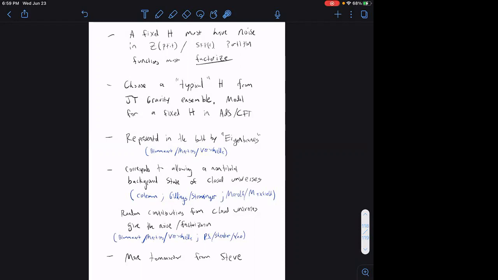There are some ways of representing these fixed H versions of JT gravity in the bulk by eigenbranes. And there's a way of thinking about that as allowing us a more complicated background state of the baby universes. So if you have a specific H, you calculate in JT gravity with the ordinary path integral, but you allow baby universes to be emitted and absorbed in random looking states. And those random states give the noise in the spectral form factor. There's a lot of recent work about this, and this is basically going to be related to what Steve Shenker is going to be talking about tomorrow.